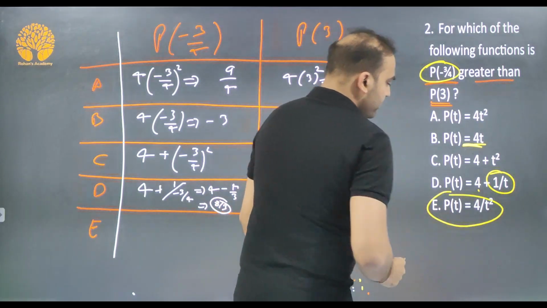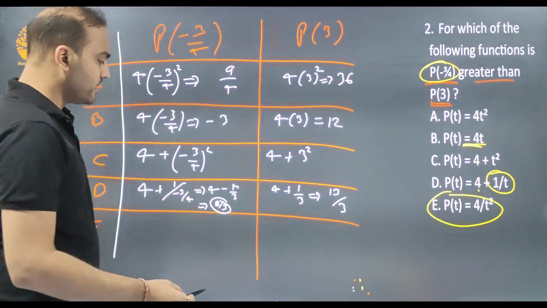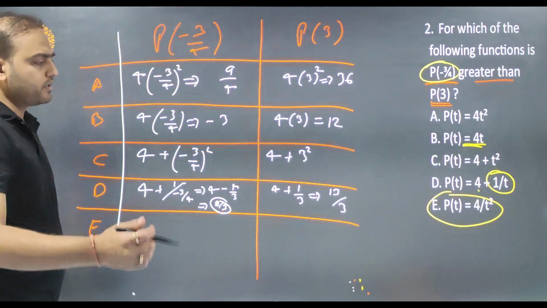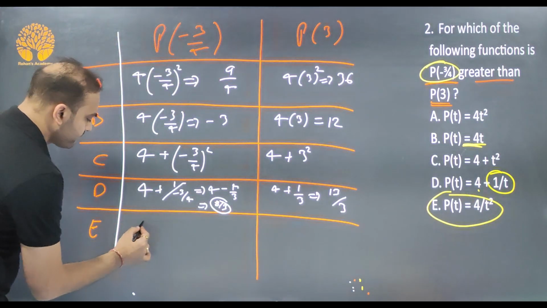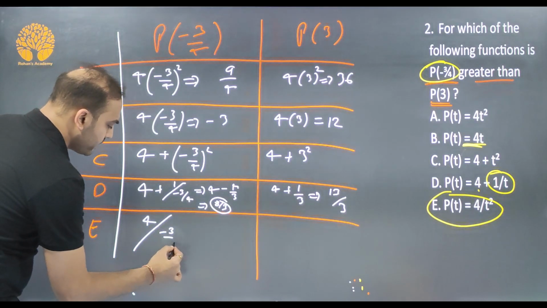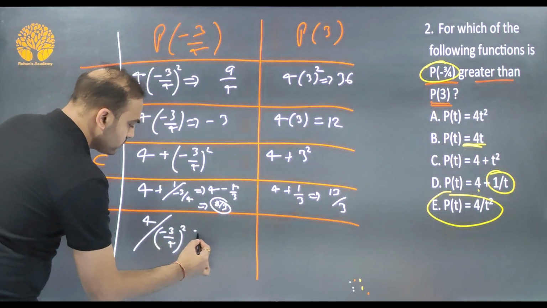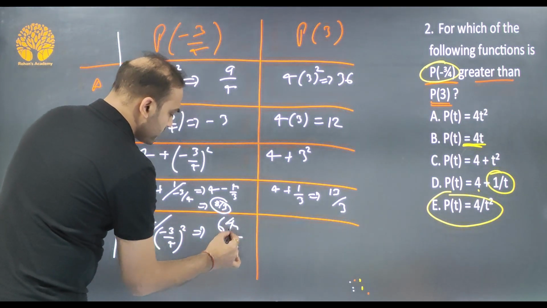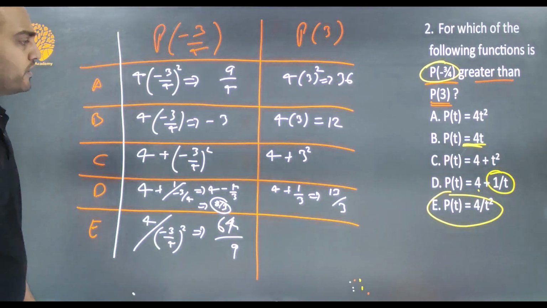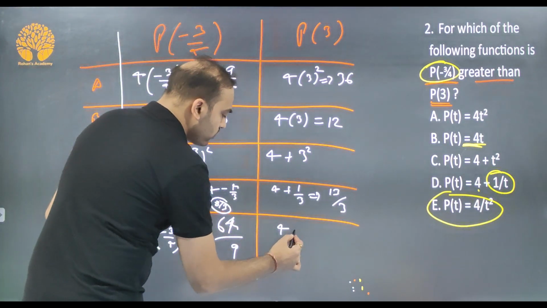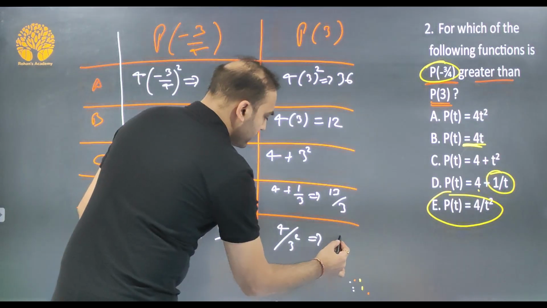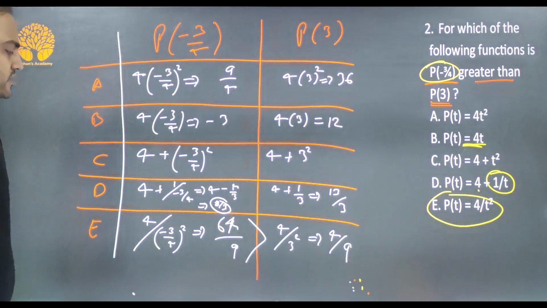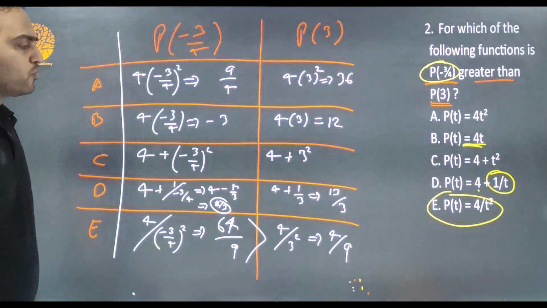Now because we have solved all the 4 options, we know the fifth one is the answer, but let's just solve for it to verify. It's 4 over t square, that's 4 over minus 3 by 4 the whole square. This is 64 by 9, and here we have 4 over 3 square, that is 4 by 9. Clearly 64 by 9 is greater than 4 by 9.